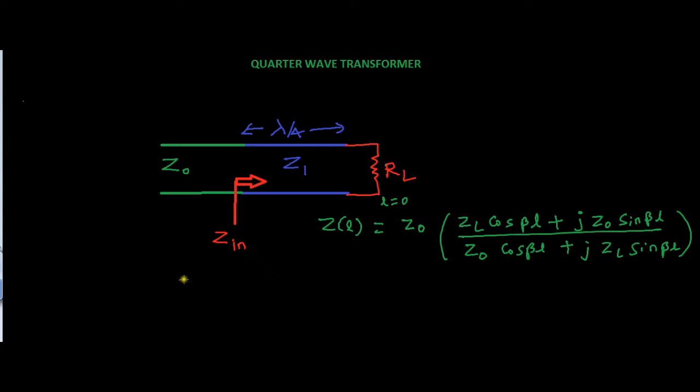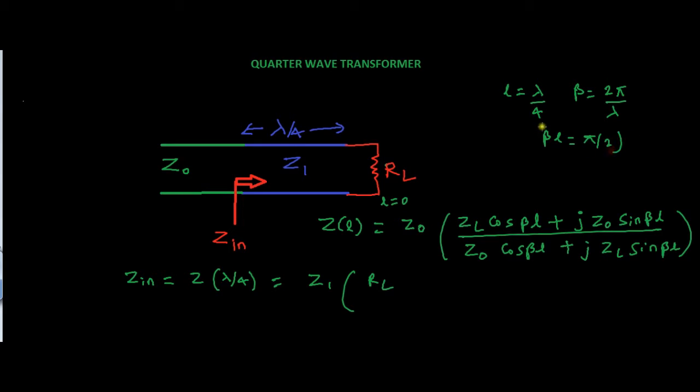So here Zin is nothing but Z of lambda by 4, where Z0 is replaced by Z1 and ZL is replaced by RL. Making those changes and replacing L by lambda by 4, and we know beta is equal to 2 pi by lambda, so beta L will be equal to pi by 2. Let's replace that here.